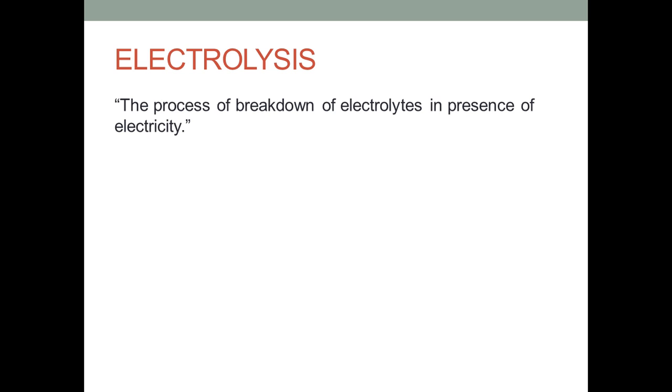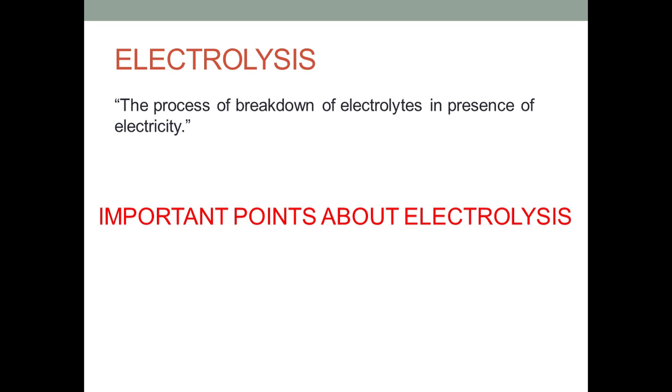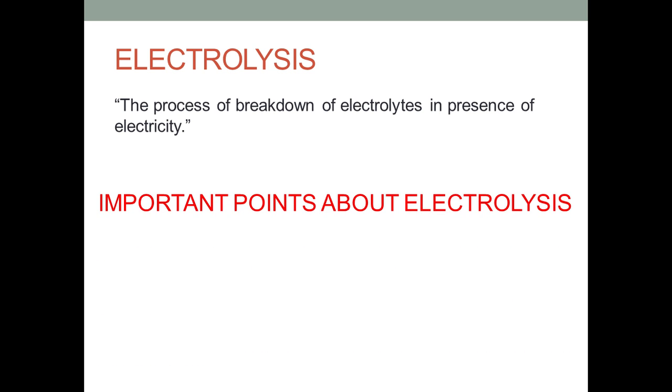You can see the definition: the process of breakdown of electrolytes in presence of electricity. One more thing is where this electrolysis can be carried out. Electrolysis can be carried out in a particular type of cell, that is the electrolytic cell, which we discussed in our first lecture of this electrochemistry chapter. Okay, so what are the important points about electrolysis?